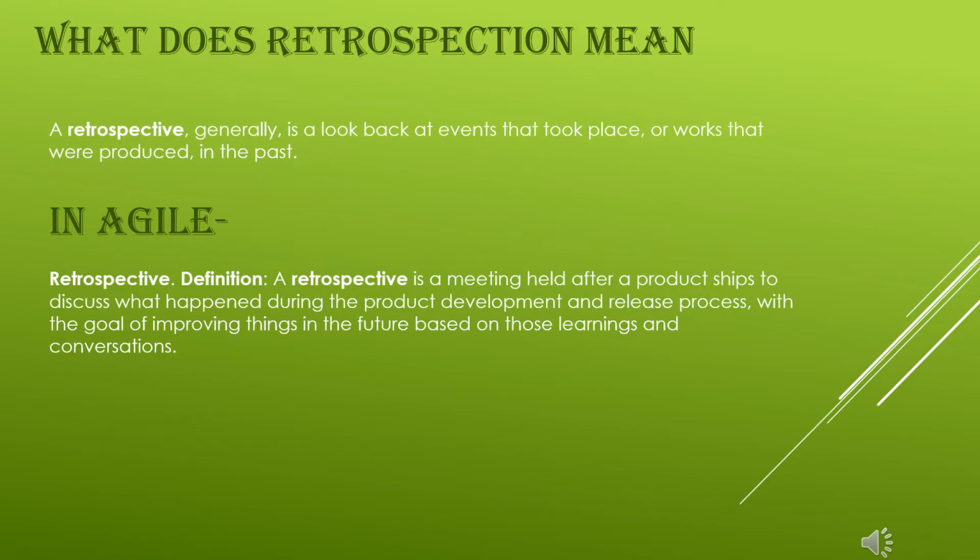So, a retrospective in general means taking a look back at events that have already taken place in the past. Now, in Agile, the definition is a meeting held after the product ships to discuss what happened during the product development, with the goal of improving things in the future based on the learnings and conversations we have in this retrospective meeting.